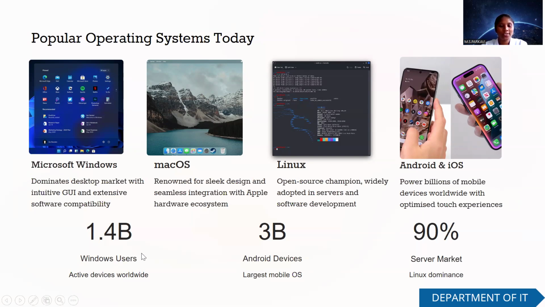These are the percentages of currently used operating systems. 1.4 billion users use the Windows operating system, 3 billion Android users make it the largest mobile OS, and 90% of the server market uses the Linux operating system today.